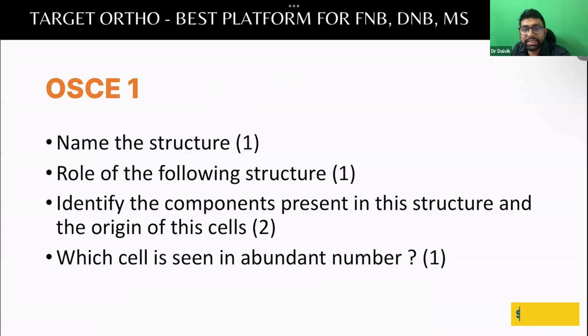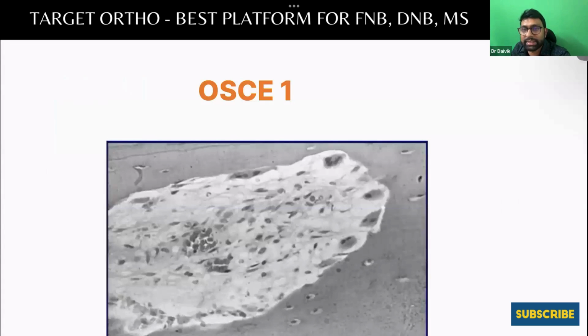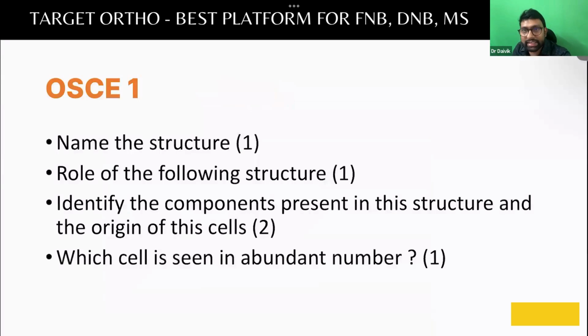Dr. Shankar says it's a cutting cone and bone remodeling unit. Okay. Anyone else with a different answer, or anyone else who'd like to agree? The first question is: name the structure. What is this image? What structure is this? Okay, both of you are right. Shankar, you were right. The answer is a cutting cone or a bone remodeling unit, mainly called a cutting cone. Now, role of the following structure was another question.